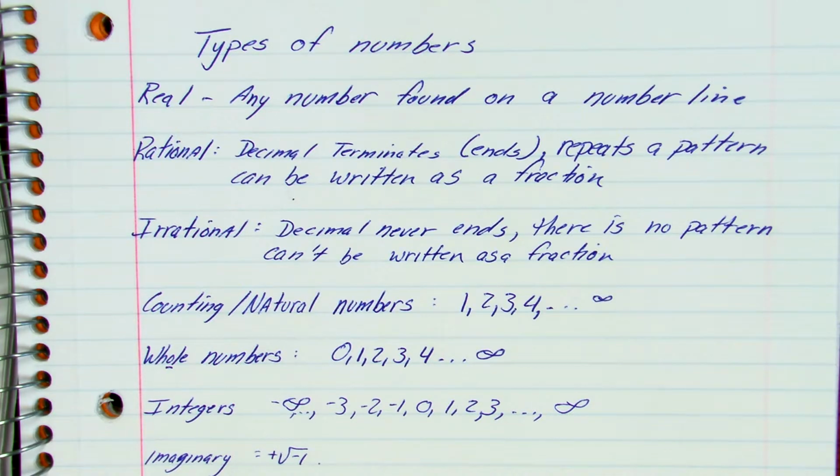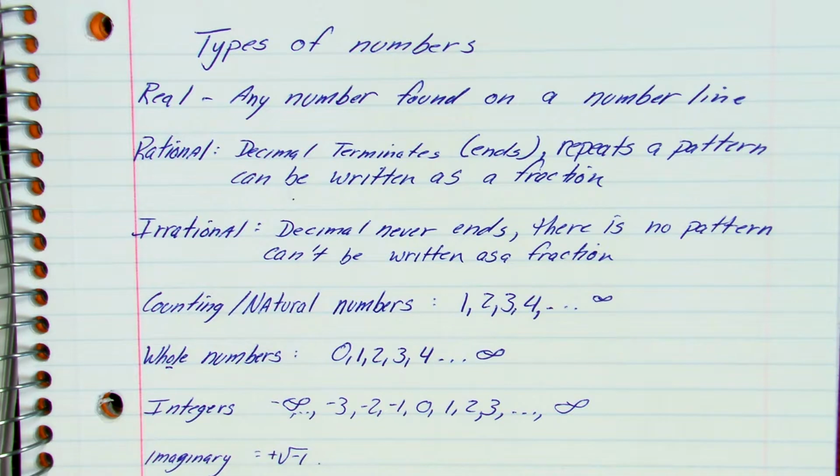Then you have the set of irrational numbers. It's basically the opposite of rational numbers. So an irrational number is a decimal that never ends, so there is no end to it. There would be no pattern associated with it, so it would just be a bunch of random numbers, seemingly a bunch of random numbers thrown up on the board. And it cannot be written as a fraction.